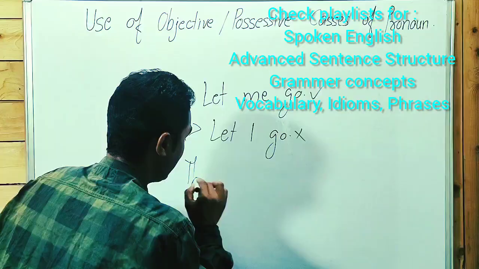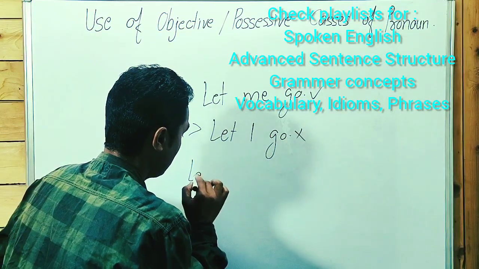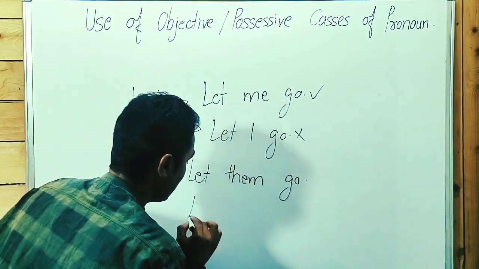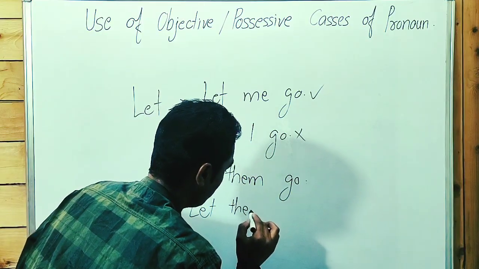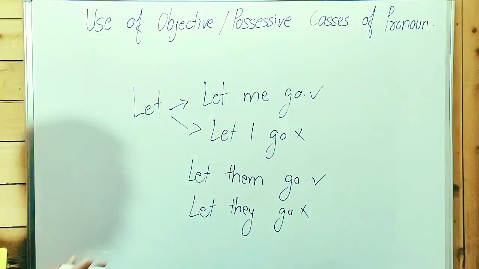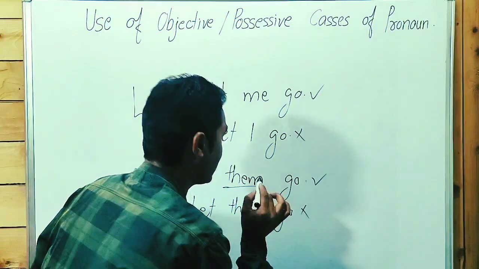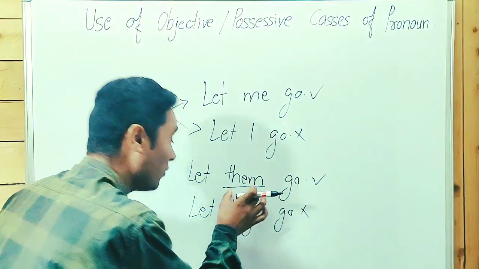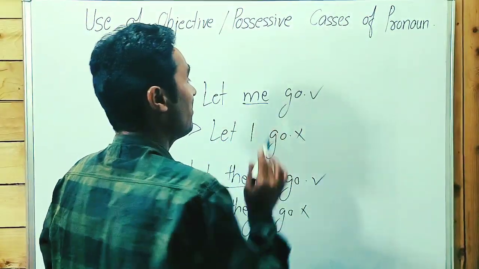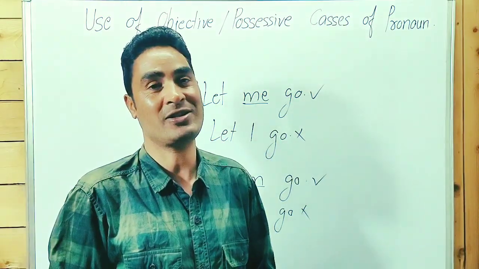We say, let them go. We don't say, let they go. Guys, point to be noted, let they go is an incorrect sentence. We say, let them go. Them is the objective case of personal pronoun. They is the subjective case of personal pronoun. Similarly, me is the objective case of personal pronoun, and I is the subjective case of personal pronoun.